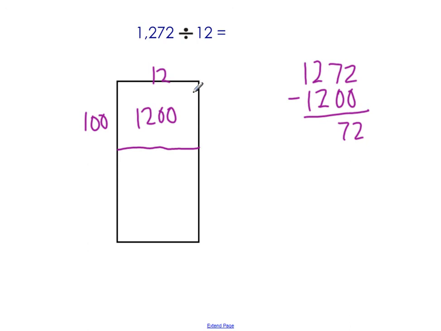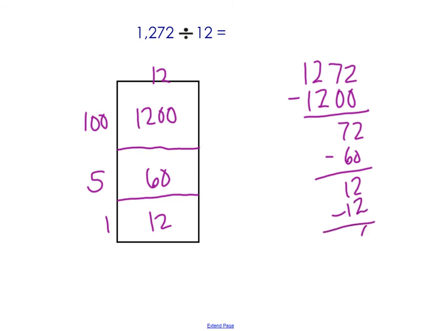So how many 12s will get us 72? I know that 5 times 12 is 60. So I can take away 60 from that, and that gives me 12 remaining. Oh, there's another 12. 12 times 1 makes 12. So now I can subtract the 12, and I have no remainder left.